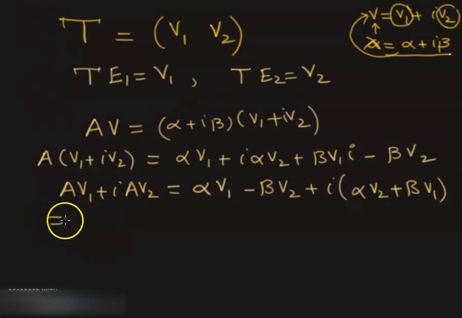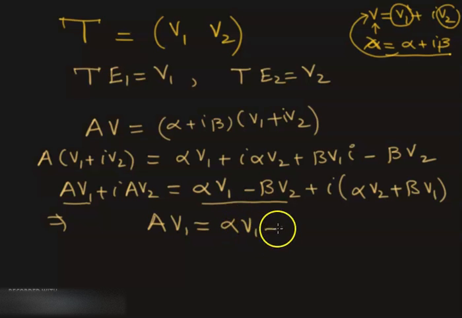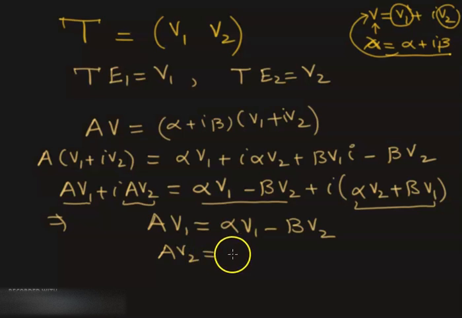And from here I can conclude that the real part Av1 is equal to alpha v1 minus beta v2, and the imaginary part Av2 must be equal to beta v1 plus alpha v2. So we need to keep these things in our head.